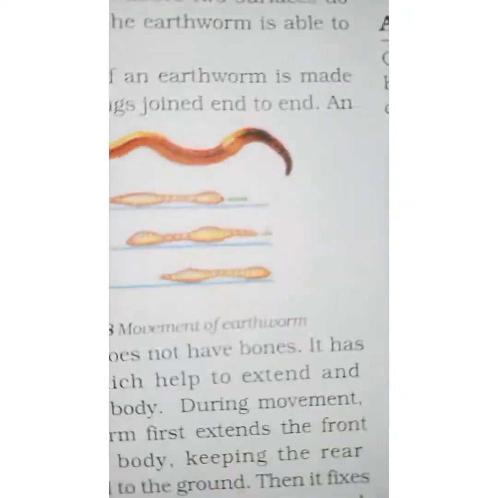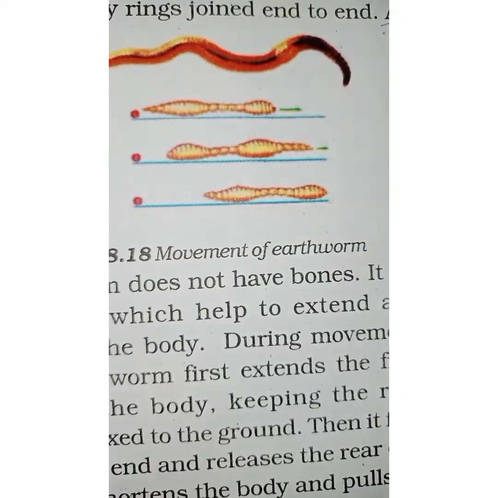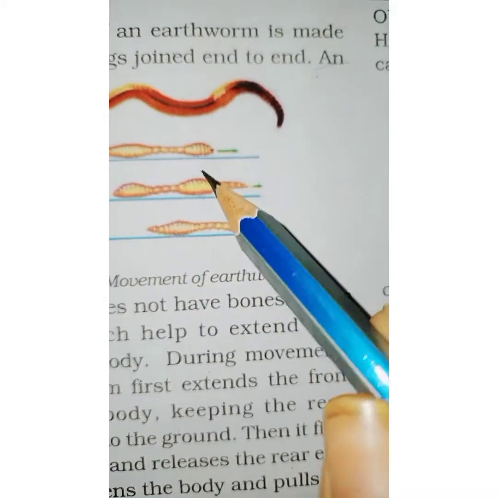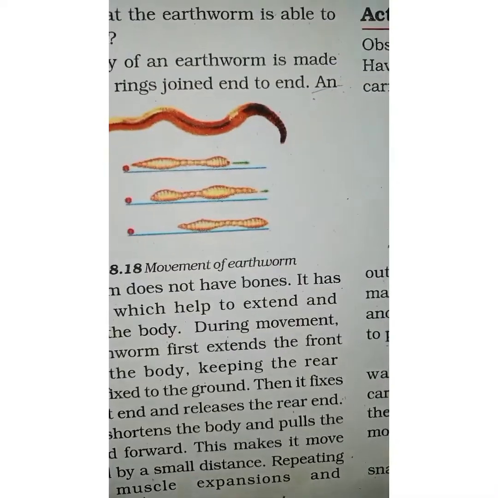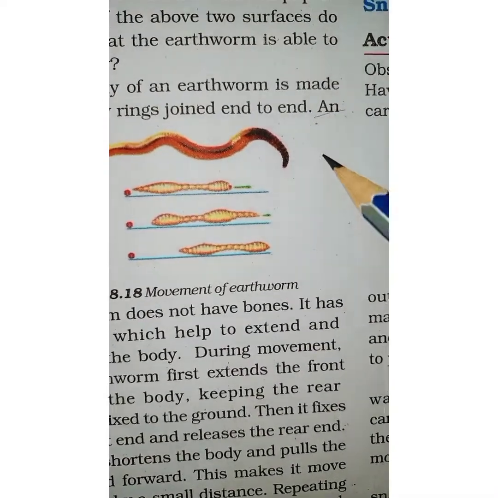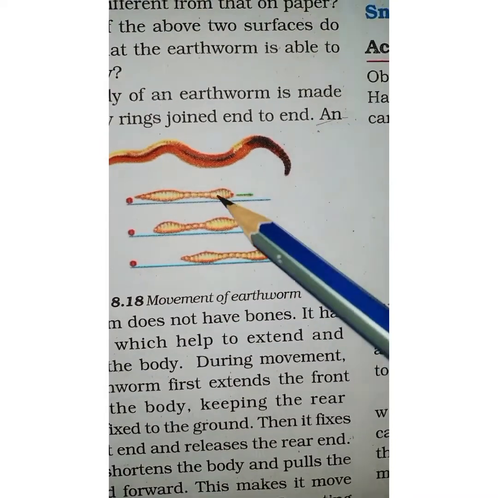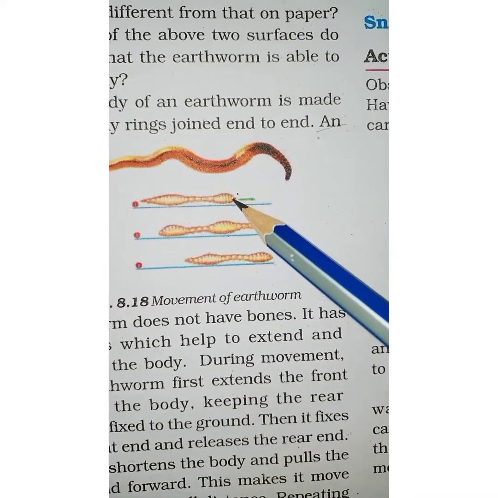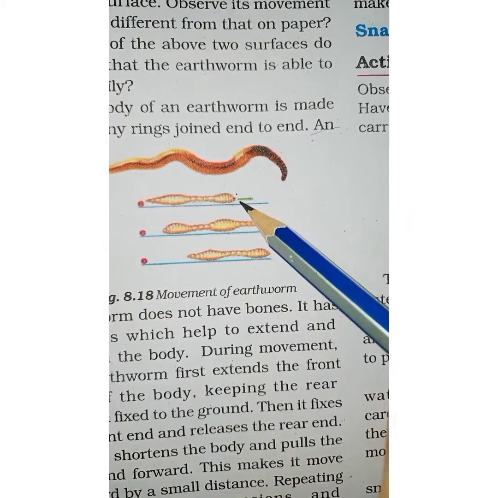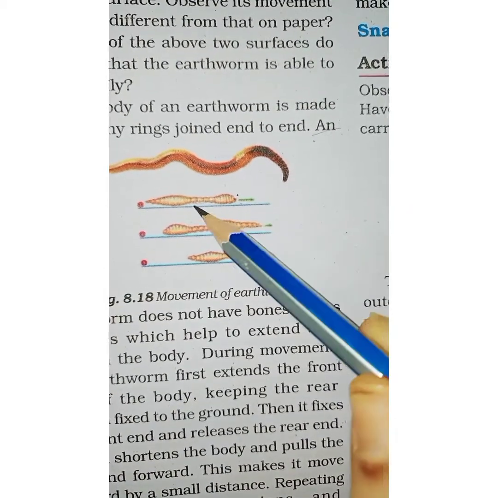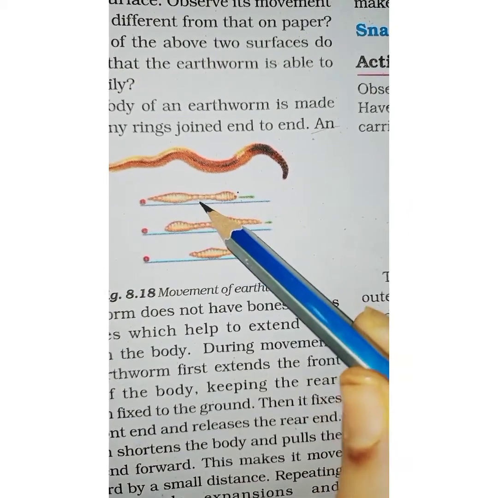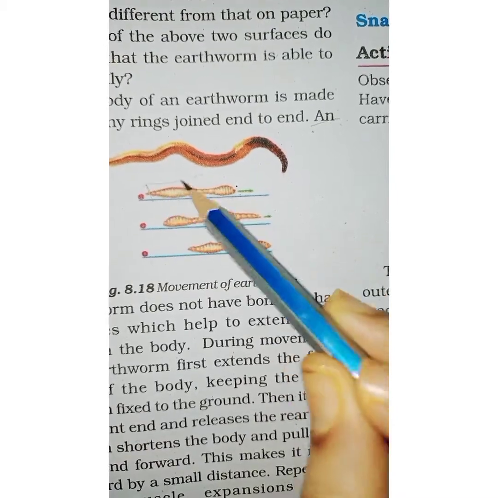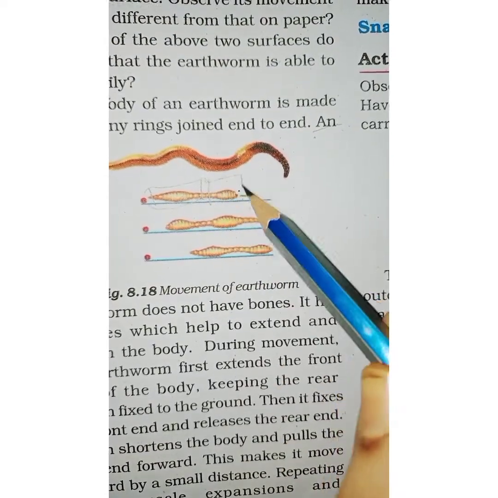So here, this is an earthworm. It will be moving in the front direction. So how will it move? First it will extend its front part. It will extend this front part, and then it keeps the rear portion fixed. This is the rear portion, the back portion, and this is the front portion.